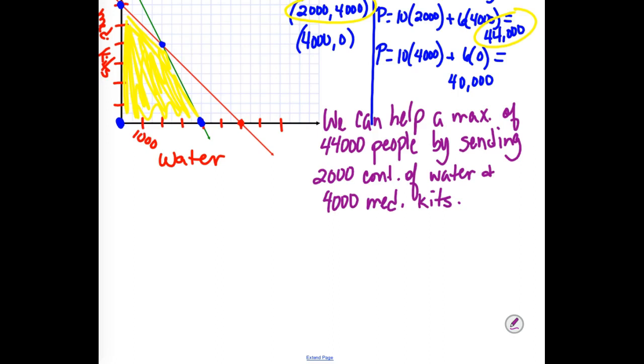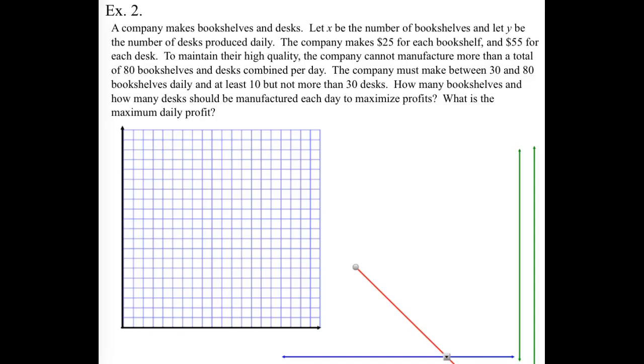Questions about that? So, same basic process that you were doing yesterday, we just have to come up with those equations first. Okay? So, our next one, we are going to set the whole thing up, and then our last one, we'll just set up the inequalities and the objective function, but not graph it.